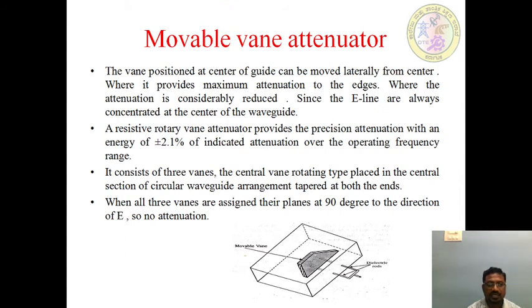It consists of three vanes. The central vane is of rotating type, placed in the central section of the circular waveguide, arranged tapered at both ends. When all three vanes are aligned with their planes at 90 degrees to the direction of E, there is no attenuation. This figure shows the movable vane attenuator with the dielectric rods.